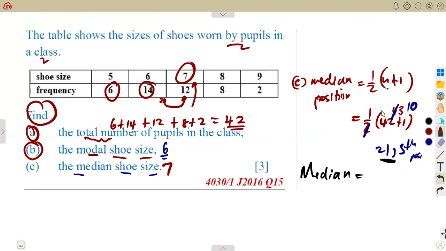Even if you take it from this side, you do the same thing. 2 plus 8, that is 10. You are still less than this value. You're at 10. So you must add 10 plus 12. That's 22. 22, guys. You have reached this value. You have reached 21.5 inside of that 22. But where is it appearing? Inside of 7. So 7 is going to be our median. So questions can be like this.